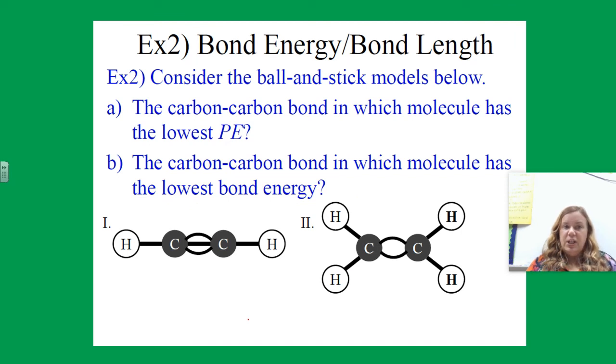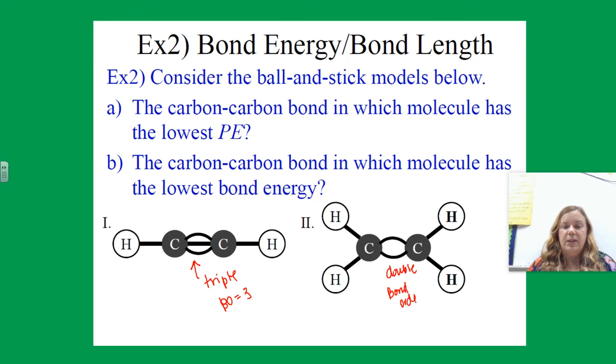Here's just a few things to look at for examples with the bond energy versus bond length. And so you're just looking to see some examples here. The carbon-carbon bond, in which molecule has the lowest potential energy? The carbon-carbon bond, in which molecule has the lowest bond energy? What you'll notice here, how many bonds do you see? 1, 2, 3. You've got a triple. Okay, you've got a bond order of 3. This one, you've got a double. You've got a bond order of 2.